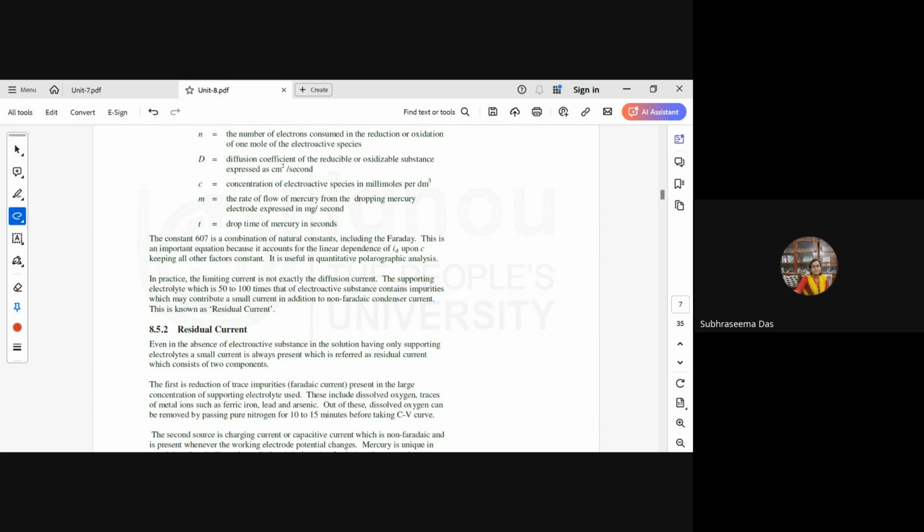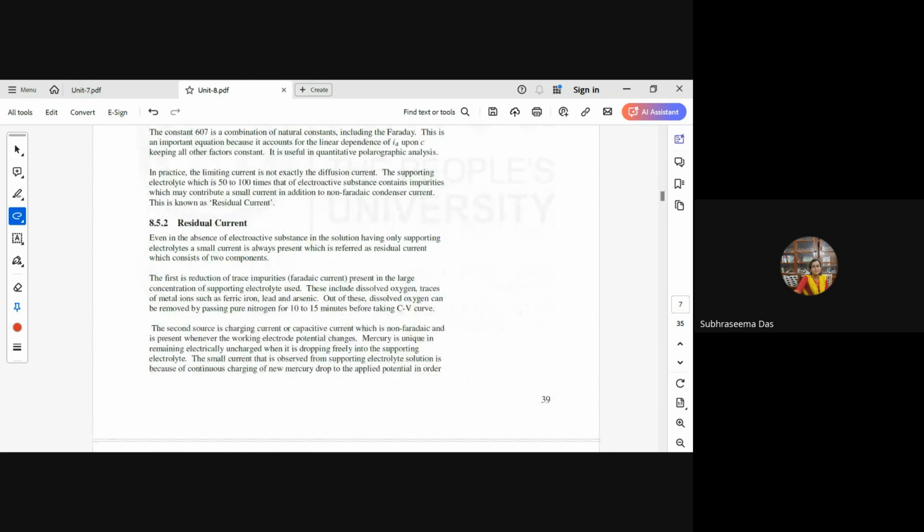But the supporting electrolyte, which we have taken in high excess, contains impurities that sometimes result in the formation of a very small current in addition to other currents, and this is known as the residual current. So even in the absence of an electroactive substance, with only the supporting electrolyte, a small current is always present in the solution, which is called the residual current.